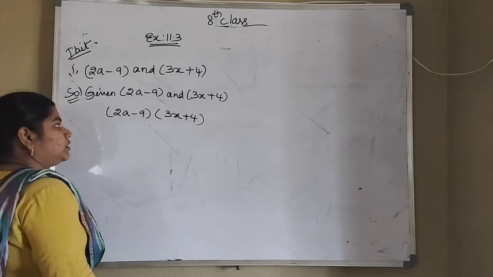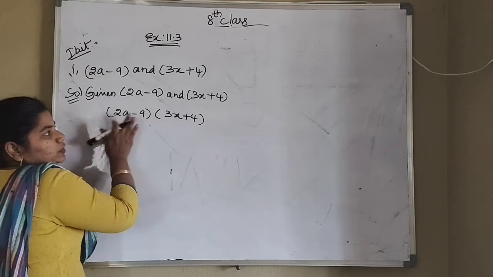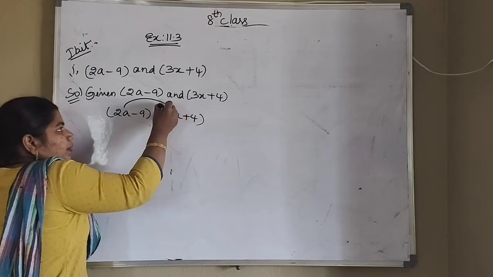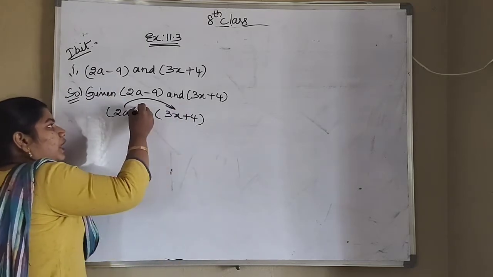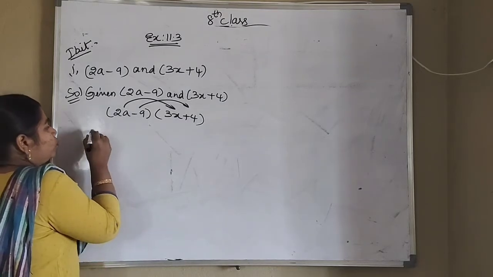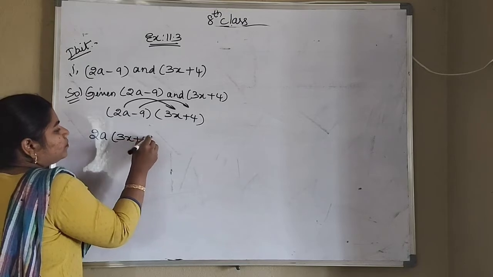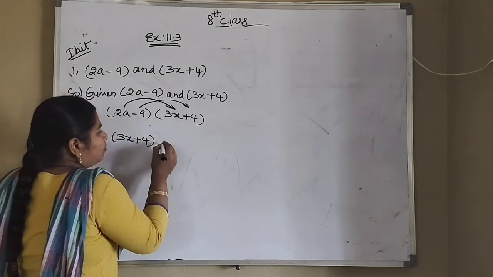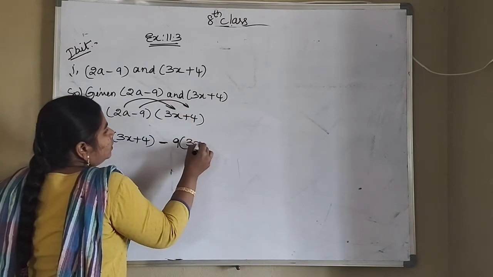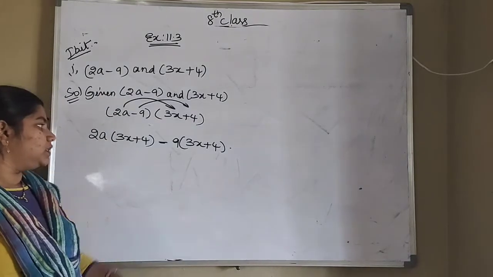So how to multiply these two binomials? First choose any one of the expressions. I am choosing the first one. With 2a I have to multiply the whole term, as well as with 9 I have to multiply the whole term. So first 2a into 3x plus 4. Now here minus is there, so minus. With 9 you have to multiply the whole term, 9 into 3x plus 4.